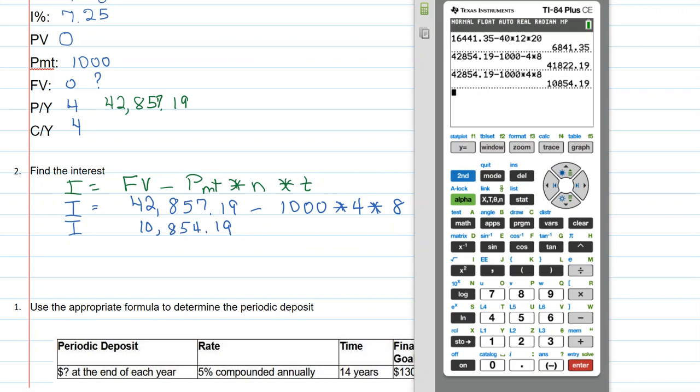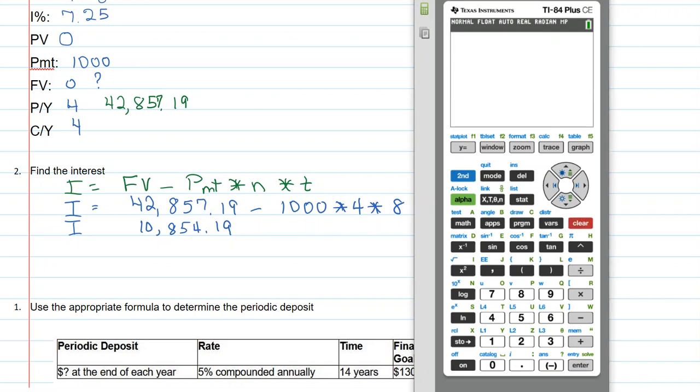Oh, right? I put, oh, don't. It should be a 7. I made a typo on that, didn't I? Let me clear it, because instead of a 7, I put a 4. 4257, decimal 19, minus the 1,000 times 4 times 8. That should have been a 719.